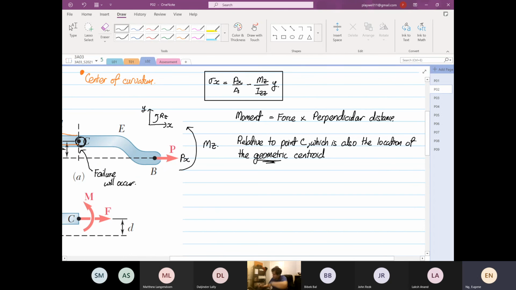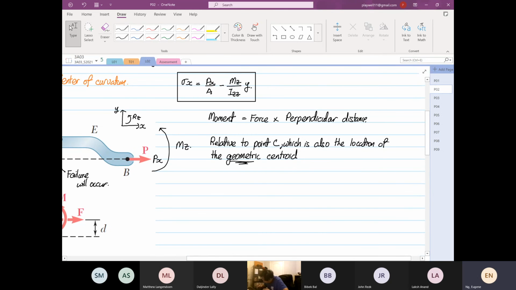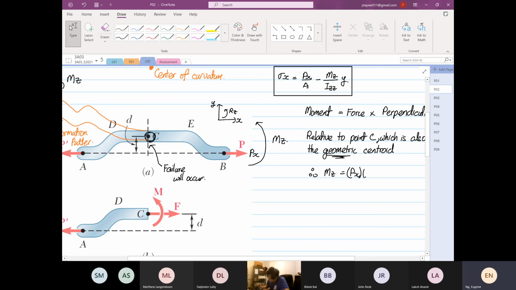So the moment about z is equal to Px, force multiplied by the distance, and the distance we get is d. As I said, point D, where this line is drawn, is at its geometric centroid.